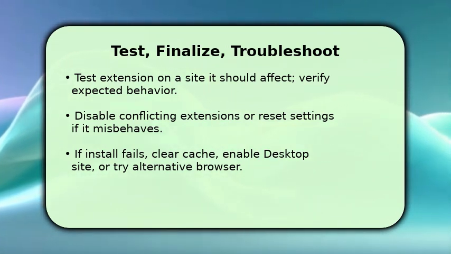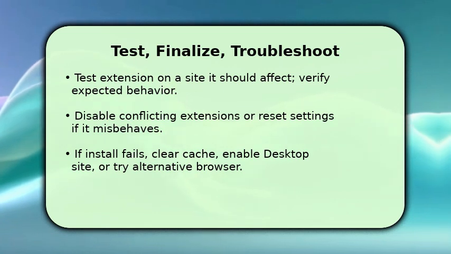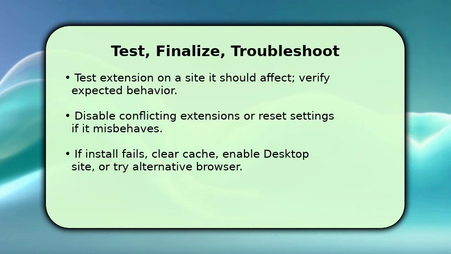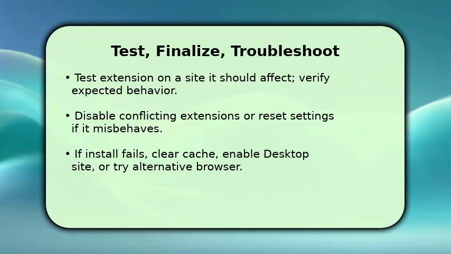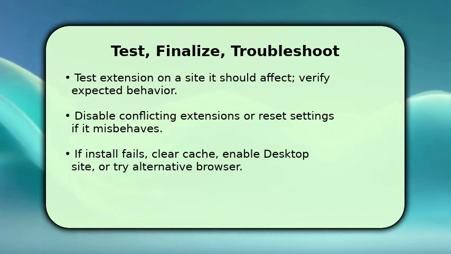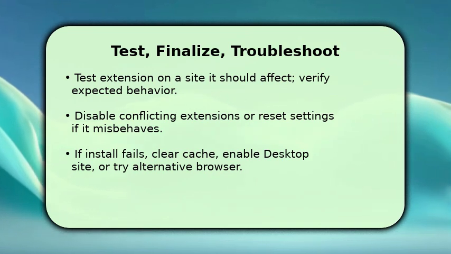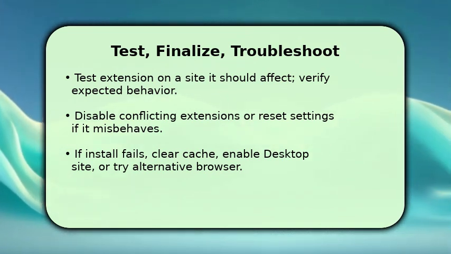If behavior is wrong, disable other extensions one at a time to spot conflicts, and revisit extension options to reset preferences. If the install fails or an extension won't run, clear cache and cookies, enable Desktop Site again, or try the other Chromium-based browser. Some extensions simply aren't compatible with mobile. One quick troubleshooting tip: force quit.